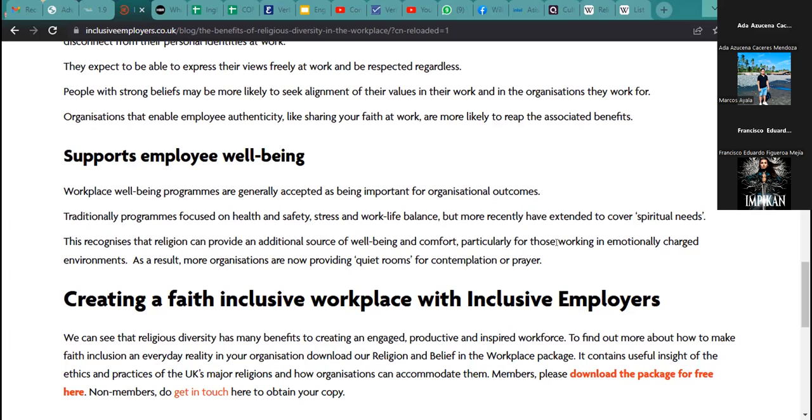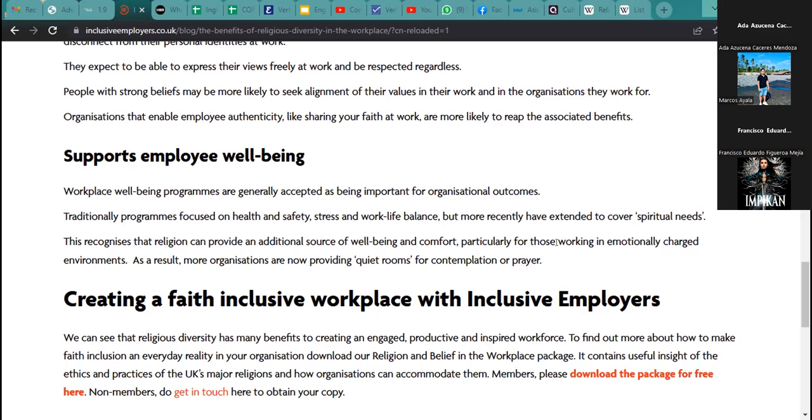Could you please help us read? Okay, teacher. Workplace well-being programs are generally accepted as being important for organizational outcomes.